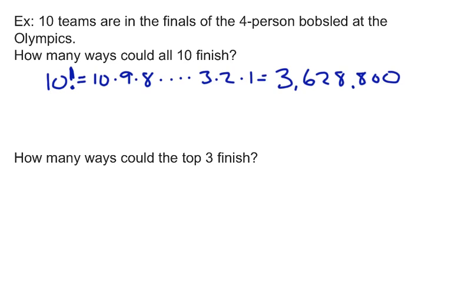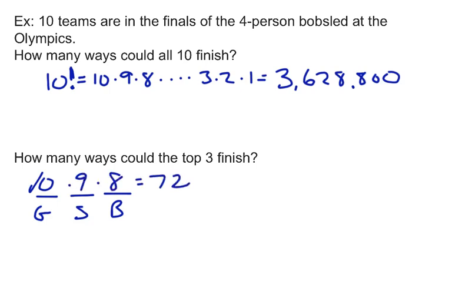Of course, when we're talking about the Olympics, nobody cares about how all 10 teams finish. All we care about is the top 3, the gold, the silver, and the bronze. So how many different ways could they hand out the gold, the silver, and the bronze? Well, let's go back to the basic counting principle. We have gold medal, silver medal, and bronze medal. Any one of those 10 could finish in first place. Then there would be 9 left to finish in second place, and then there'd be 8 left to finish there. So altogether, there's 720 different ways for the top 3 to finish.